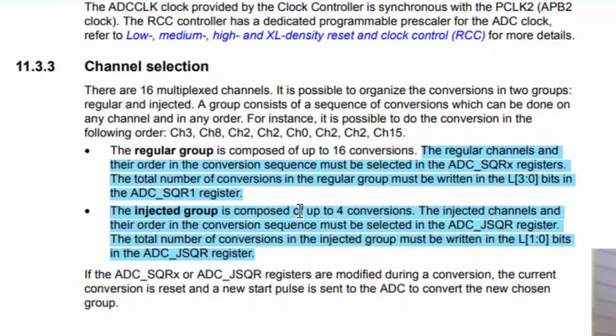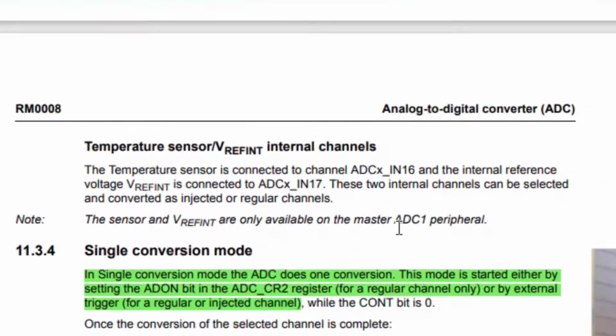And the same way is for the injected group also. It can compose up to 4 conversions, so we can configure the total number of channels or conversions from the L bits of the ADC_JSQR register. J stands for injected. The injected channels and their order we can also configure, just like I told you for the regular group. We can configure the sequence in which channels configured in the injected group will be converted, and that sequence will be decided from the ADC_JSQR register. About these registers we will get into detail when we get to the register descriptions.